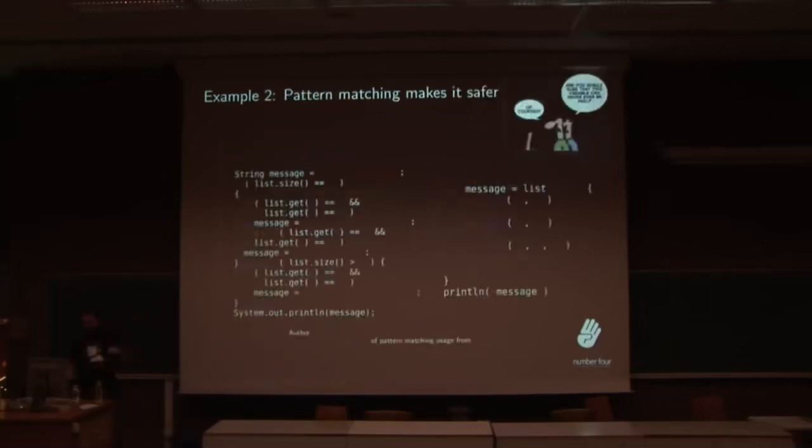Okay, next example. Pattern matching makes it safer. As you can see, this is an example of how to handle branching in Java. Well, to be truthful, this is a bad example. One can do better in Java. I hope you are seeing it, because the red thing is not really, well, whatever.